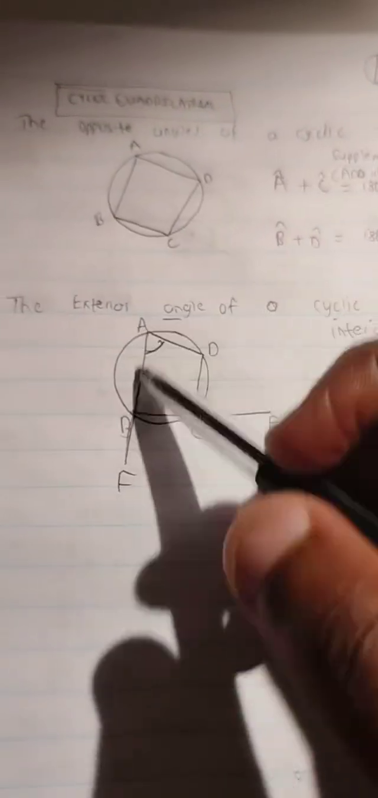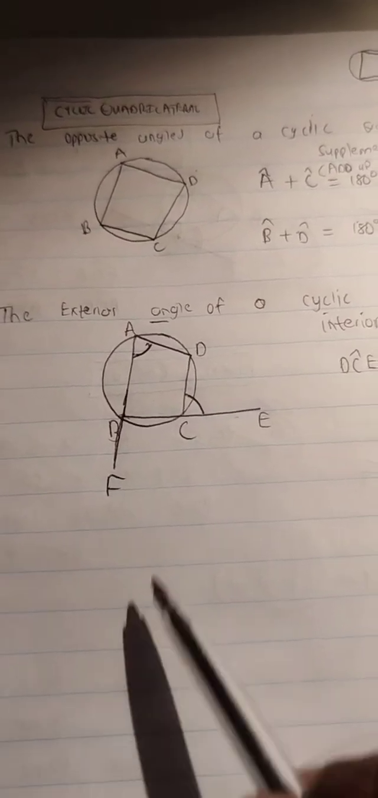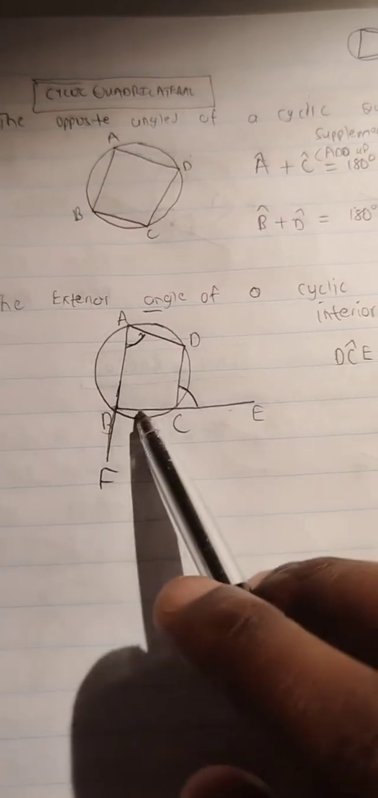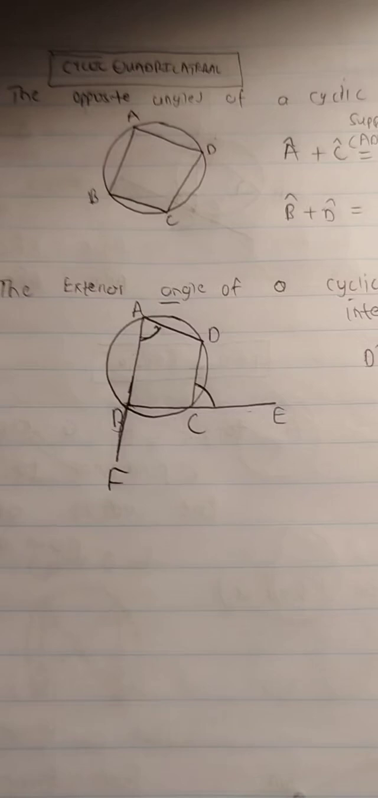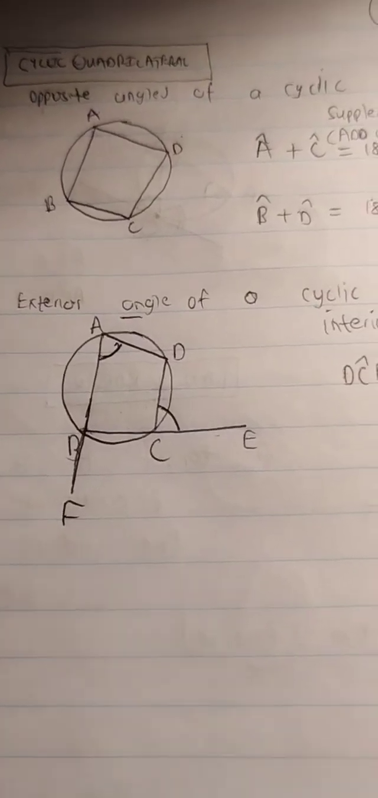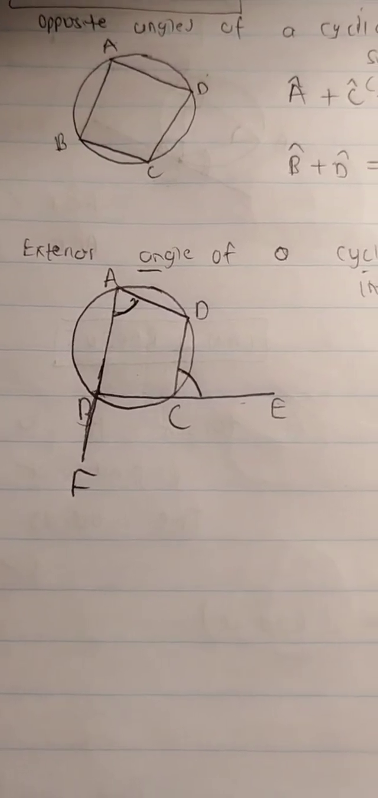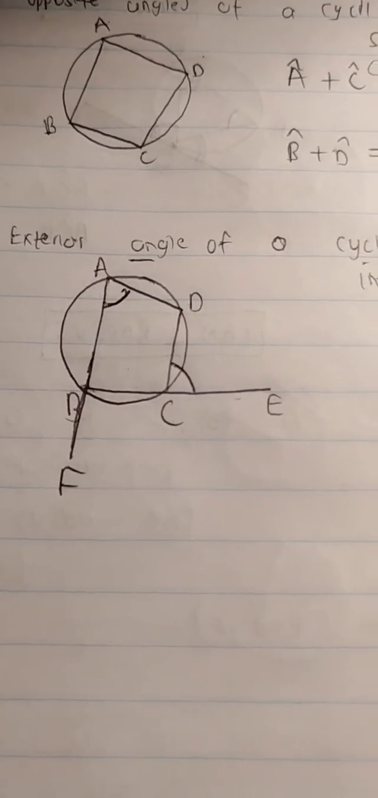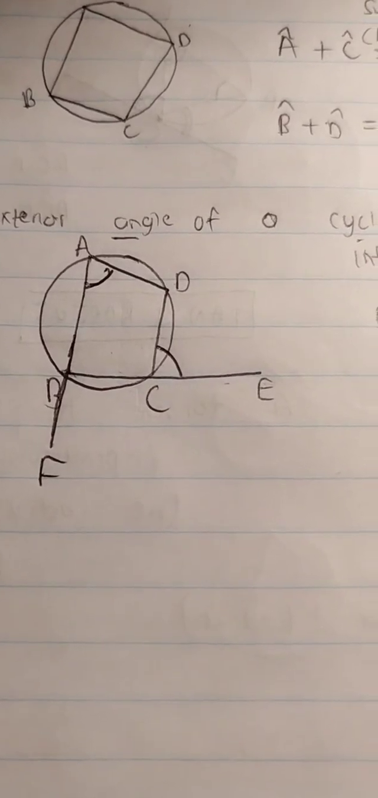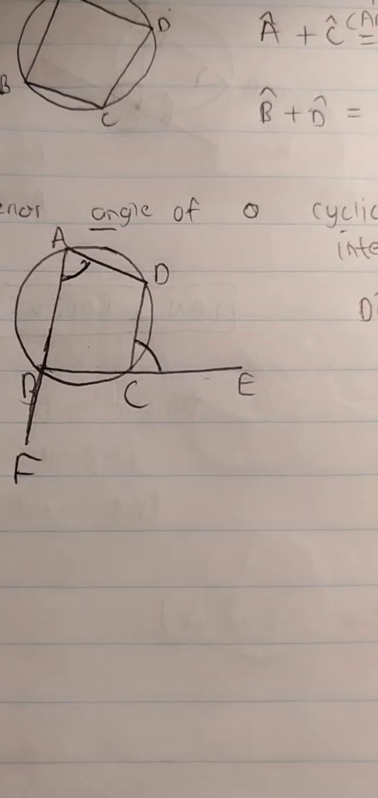An extension of AB to F in the same line, right? Okay, what would be the exterior angle for what we have extended to F, and then what would that angle be equal to? CBF. Yes, angle CBF, which is equal to angle D.